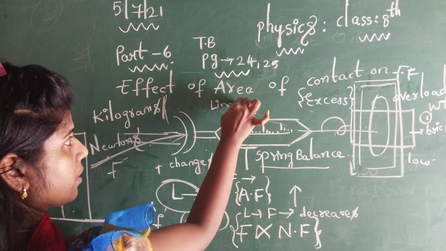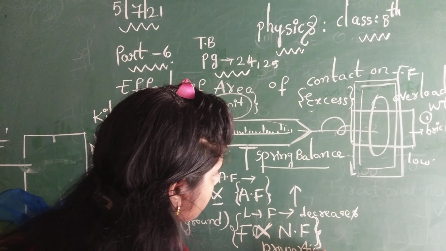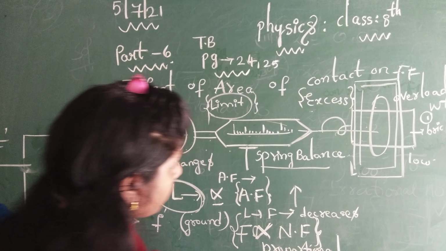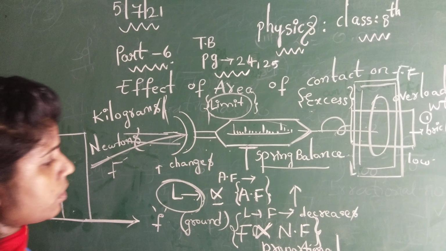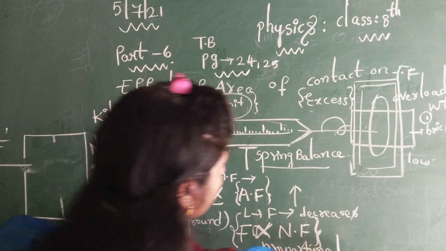Friction is always directly proportional to normal force, where the symbol represents proportionality to. So this symbol means proportional to. That means if frictional force increases, normal force also increases. If normal force decreases, frictional force also decreases. Okay? This is the concept of the effect of area of contact on frictional force.